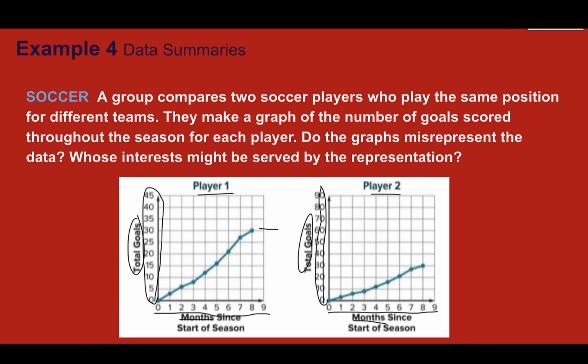But if we look at the line where it ends, it ended at 30 goals for player 1. Where does player 2 end at? Also at 30 goals. They scored the exact same amount of goals in the same amount of months, both in 8 months. Player 1's scale is just smaller, so the line looks like it went up faster, even though it really didn't. So pay attention to how things are graphed.